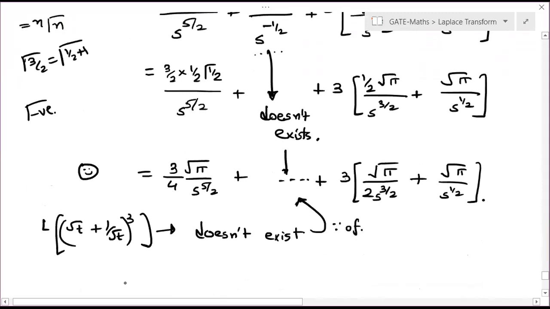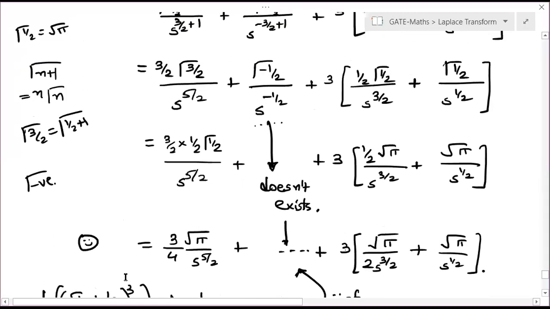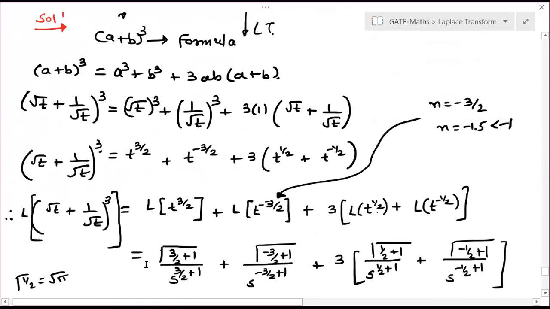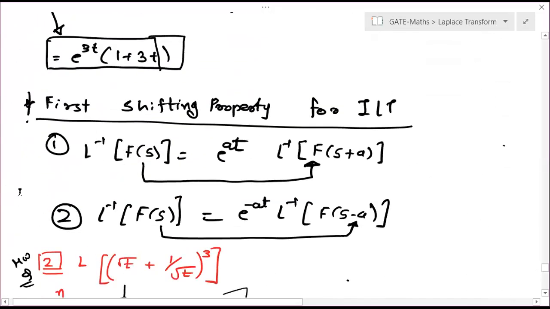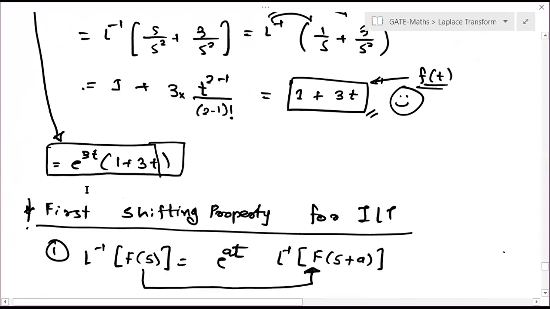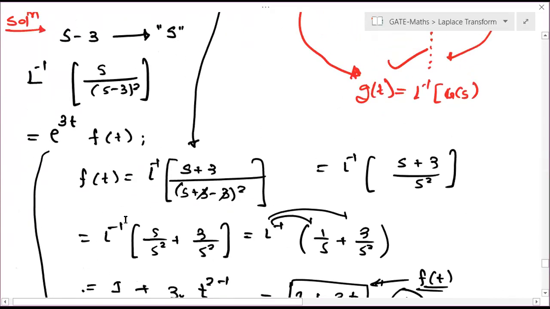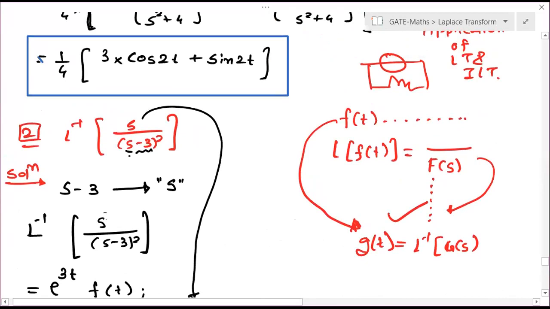Okay. Is it clear? Shall we continue from our today's session? Okay. Yes. So let's go on in today's session. Right, in today's session morning we have seen till here the use of the first shifting property in inverse Laplace transform. Now let us resume from there.